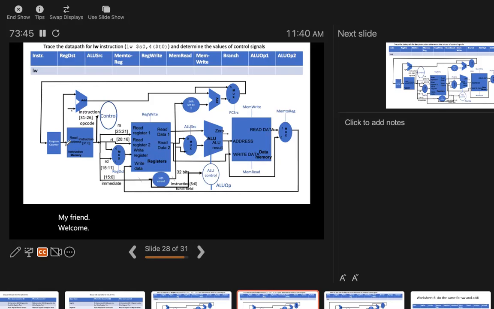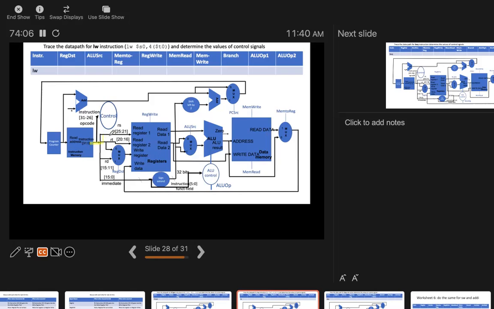Excellent work. Very good. All right. Jazz hands again because we are going to trace the path now. Let's trace the path. This is how load word works. First, the memory address is computed as immediate plus RS.